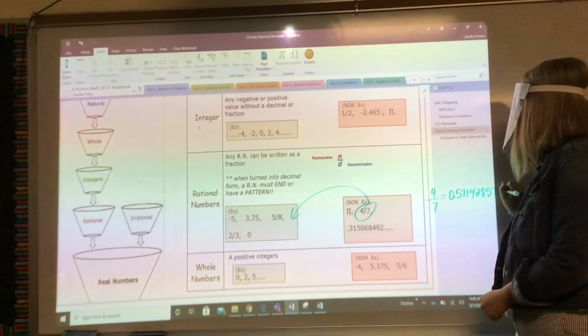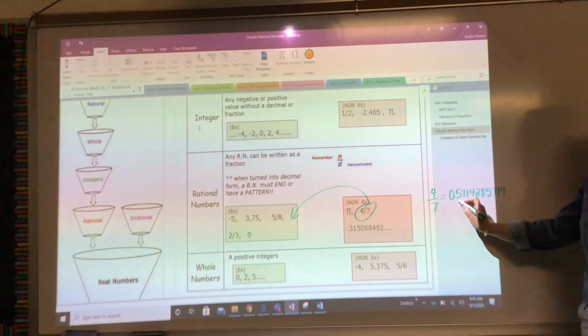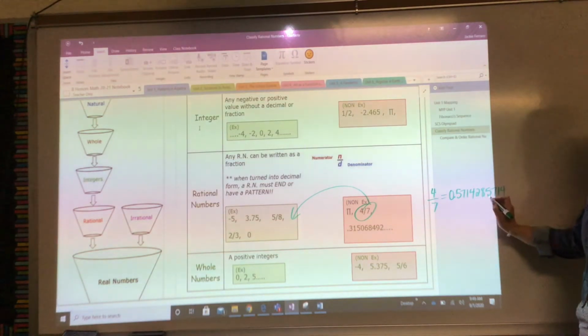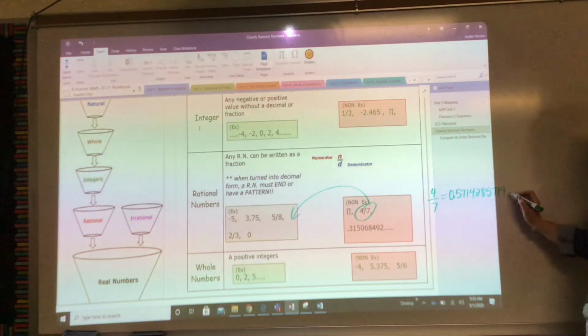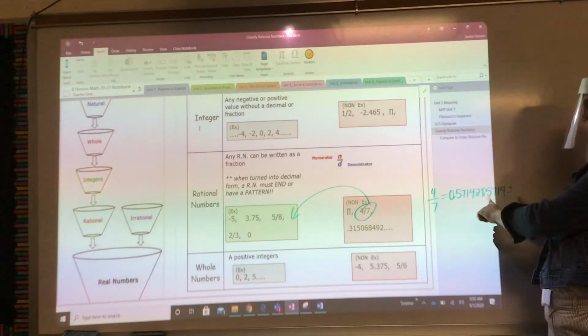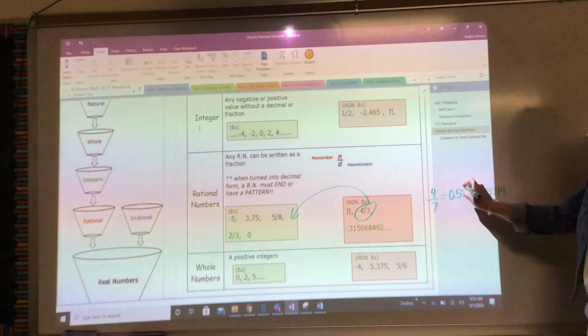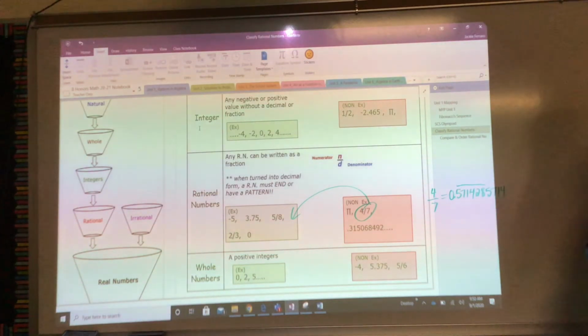0.5714285714. Notice anything? It repeats. 571428, 5714. If yours has a 3, it's just the 28 rounded to a 3. In your calculator, if yours put a 3 here, it's because 28 was next and the 8 bumped the 2 to a 3. So this is actually a repeating decimal, which ends at the 8.